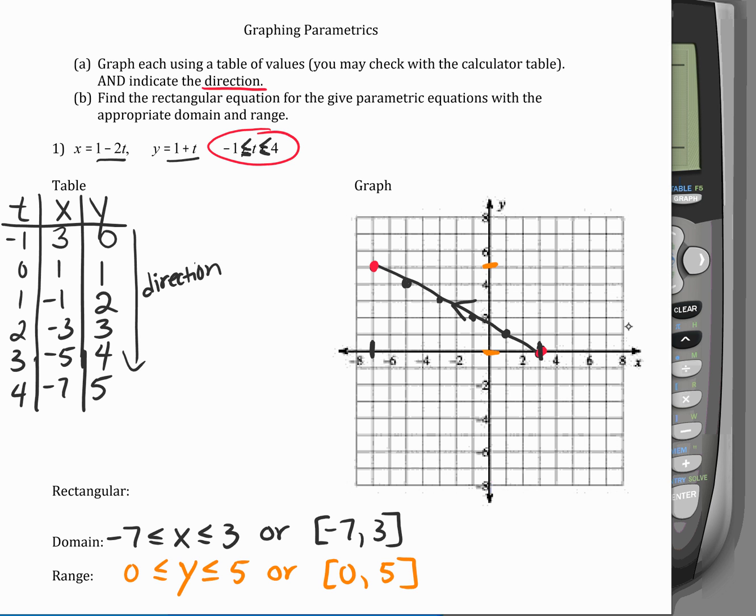All right, so let's practice our converting. I think the easier one to solve for is going to be the y equation. So I'm going to subtract 1 from both sides. I get y minus 1 is equal to t. And then I'm able to plug that in to the t in the other equation. So it'll be x is equal to 1 minus 2 times y minus 1.